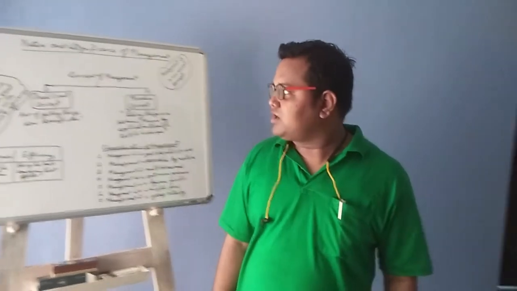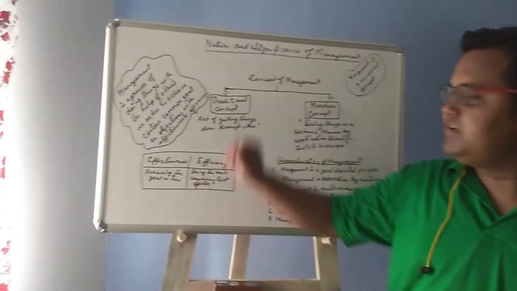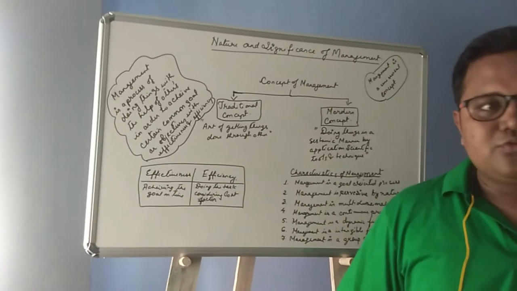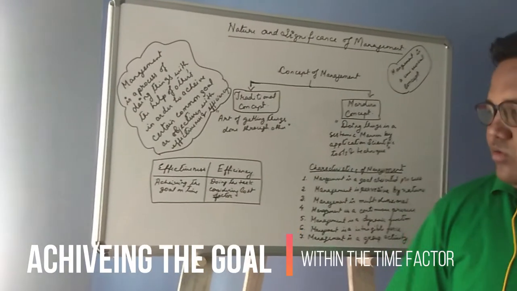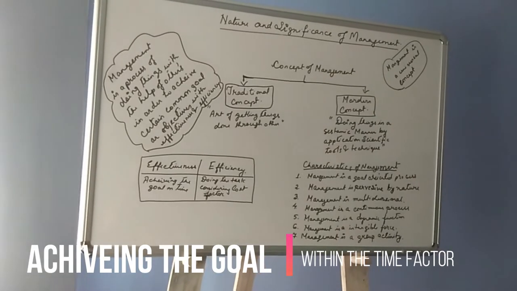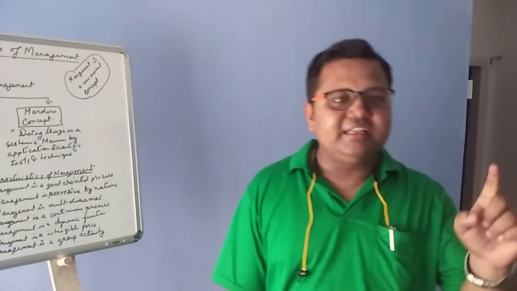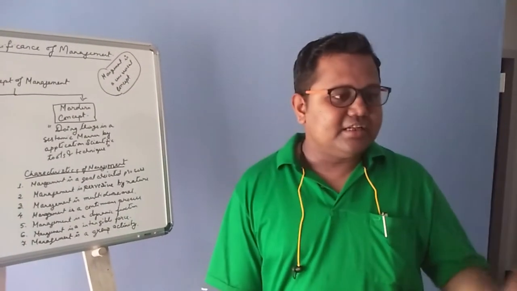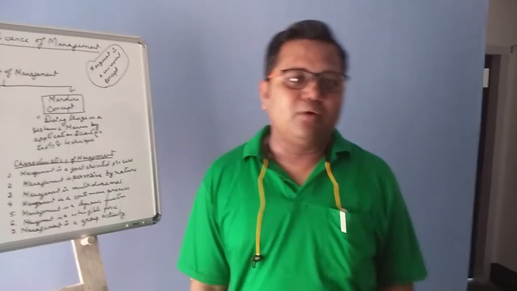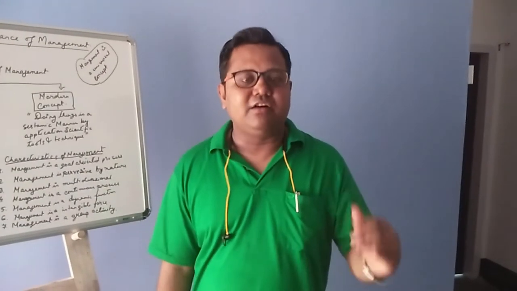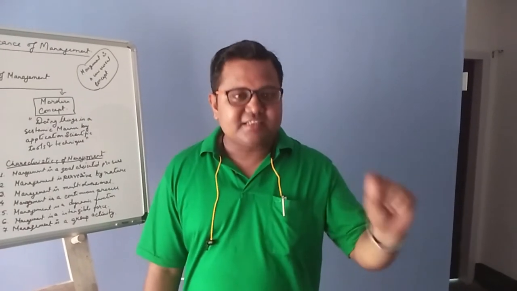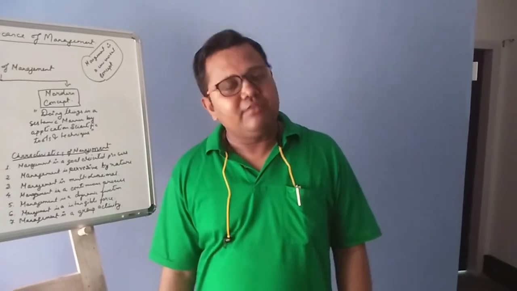For this reason, we have to understand what effectiveness and efficiency are. Effectiveness means achieving the goal within the time factor. That means you have to complete the task within the time limit. Suppose we want to reach a destination and the time we have taken is half an hour. Within that half an hour we have to complete our task. That is, the task has been completed effectively.